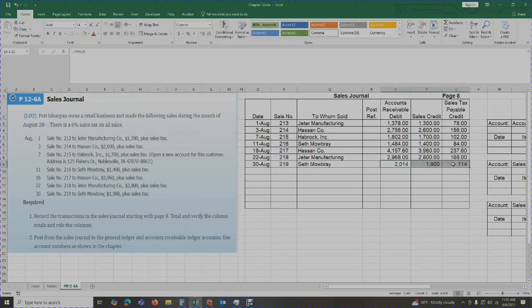So the sum that is owed to me by Seth Monbray for this transaction is $2,014. These are all of the sales that I have in the month of August. Remember, the sales journal is a summary of all of your sales on account. These are only the people that have purchased from you on account. So now we're going to tally up our totals. We're going to get totals for each of the columns.